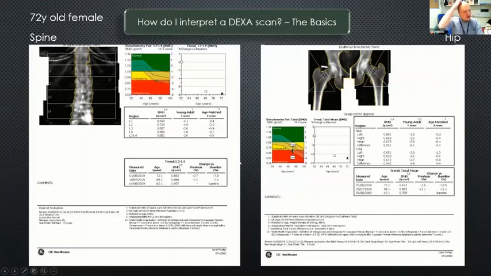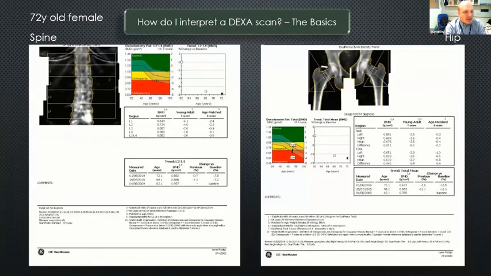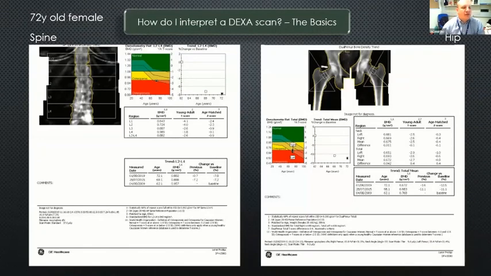Okay, now there are errors of the machine, don't forget. So it's something called the least significant change, and that is approximately 3% at the spine and about 4% at the hip. So there's quite large errors in this technique. So when we see minus 0.7, we don't think, oh, there's a drop there. We say, probably this is stable. It's within the error of the machine, really.